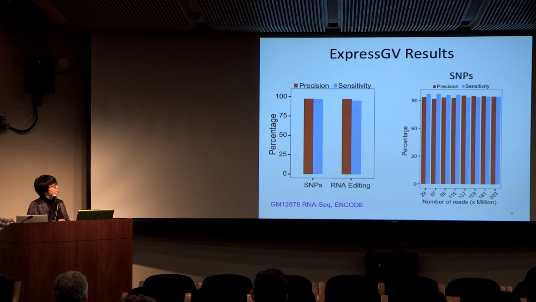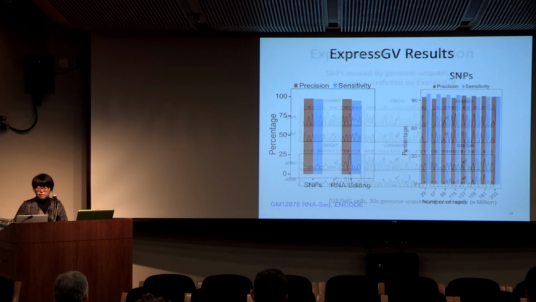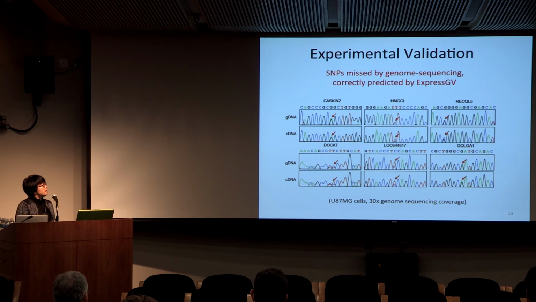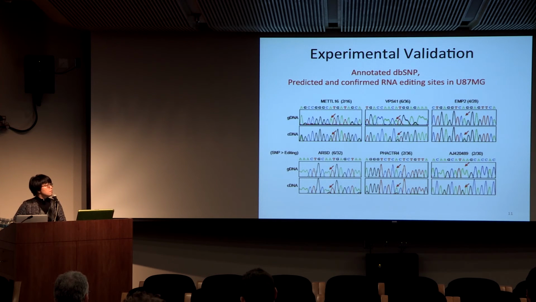Okay, so just very quickly, we have pretty good precision and sensitivity for both SNPs and RNA editing sites prediction using some test RNA-seq data where we know the genome information. Okay. And we also conducted experimental validation where we ask whether RNA-seq reads can complement genome sequencing. So in this case, we have genome sequencing to 30-fold, but this sequencing data set still missed some of the genetic variants, and our method could pick them up. So we could predict some new additional genetic variants that were missed by genome sequencing.